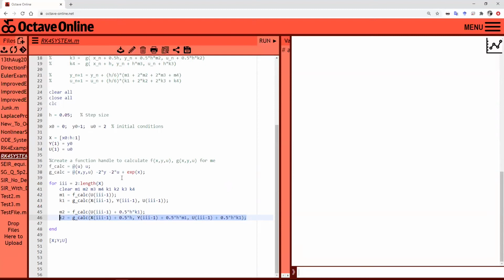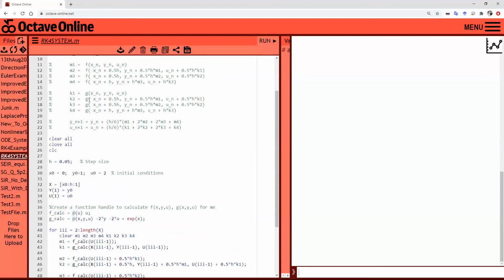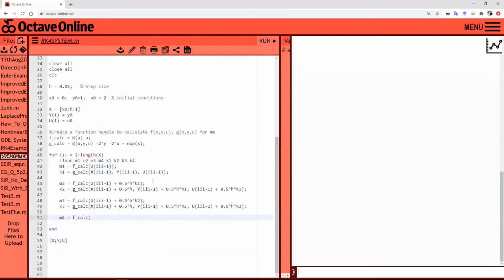We need to do the same thing for M3 and K3. The formula is the same, we just change all the K1s to K2s and the M1s to M2s. And then finally M4 is fcalc, so M4 is u_n plus h times K3, so u at i minus 1 plus h times K3.